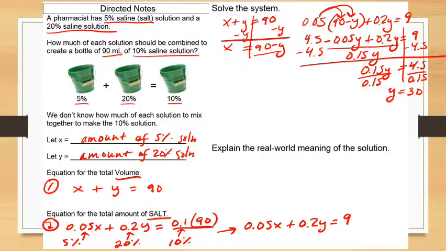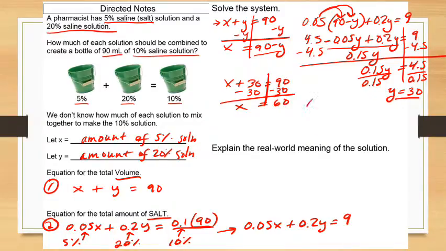So that's my first step, to solve for one variable, and then I'm going to plug this into my equations and check to make sure that I get the same X variable in each. Then I'll know I found the correct solution. So I'm going to go back to this equation first, the X plus Y equals 90. So X plus my Y is 30 equals 90. And if that's true, I subtract 30 from each side, I'm going to get that X equals 60. So I'm checking my other equation now to make sure I also get 60.